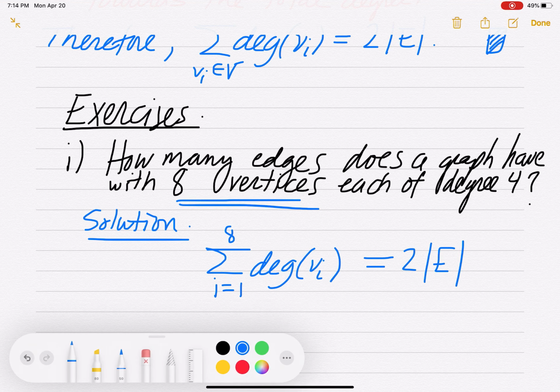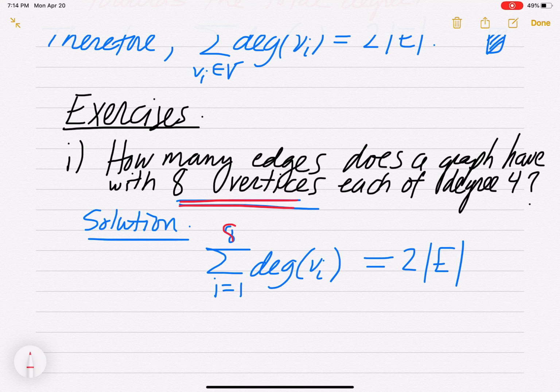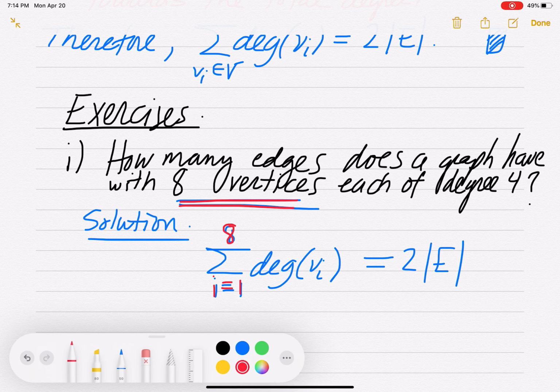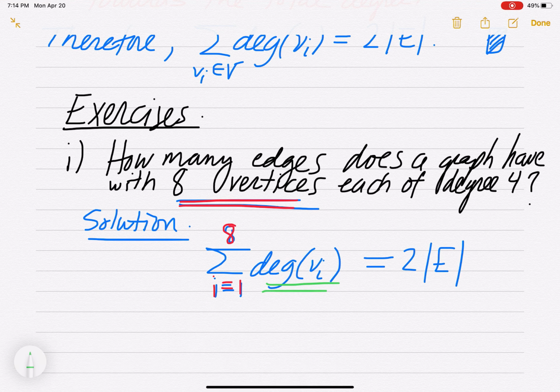So I'm going to use the fact that we have 8 vertices right here. So I'm going to count from 1 to 8. What else do we know? Well, we know that the degree of every single vertex here is 4.